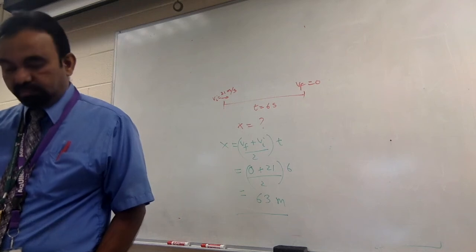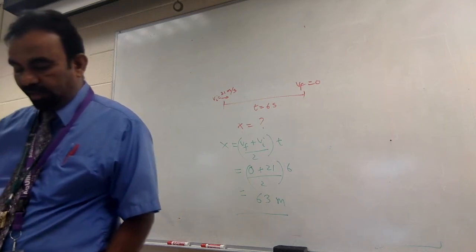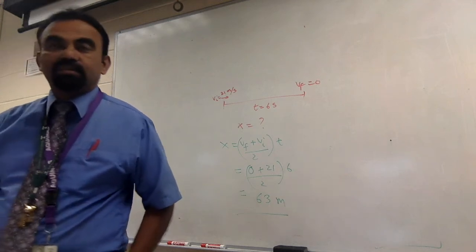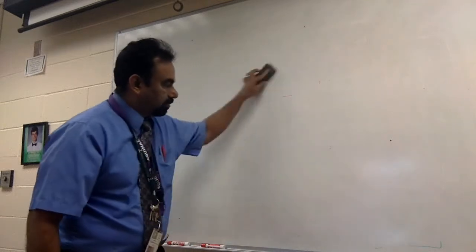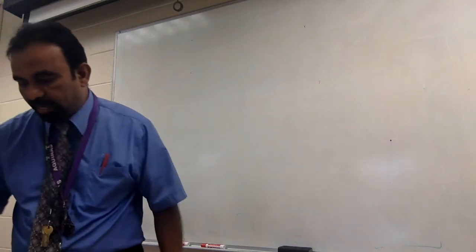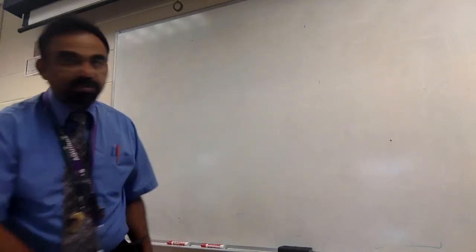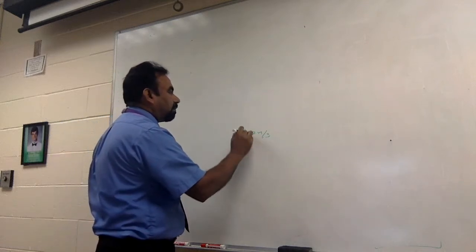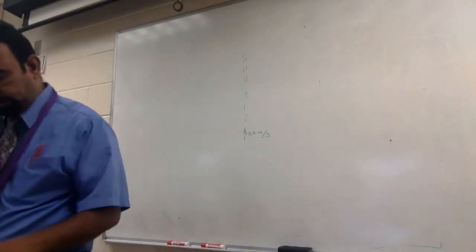A baseball is hit nearly straight up into the air with a speed of 22 meters per second. How high does it go? A baseball is hit straight up at 22 meters per second. So you're hitting the baseball 22 meters per second straight up. How high does it go before it turns back?